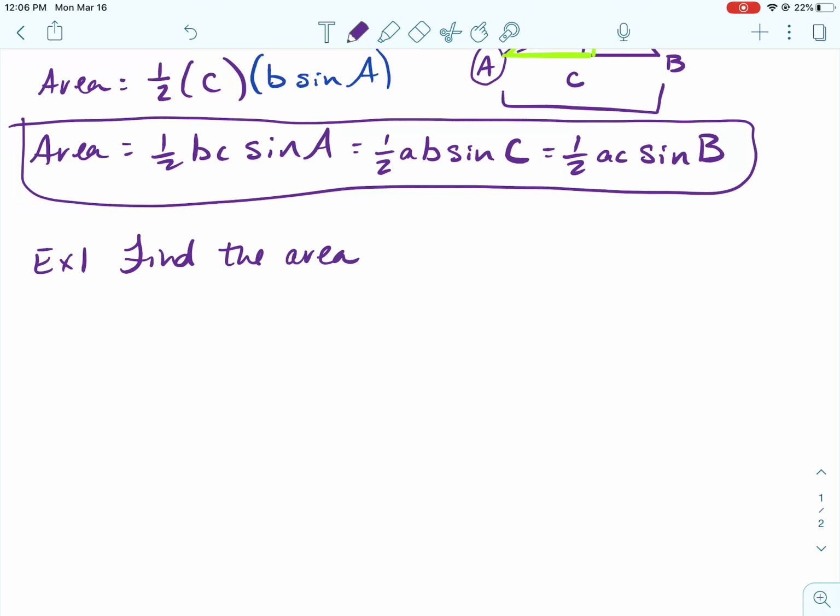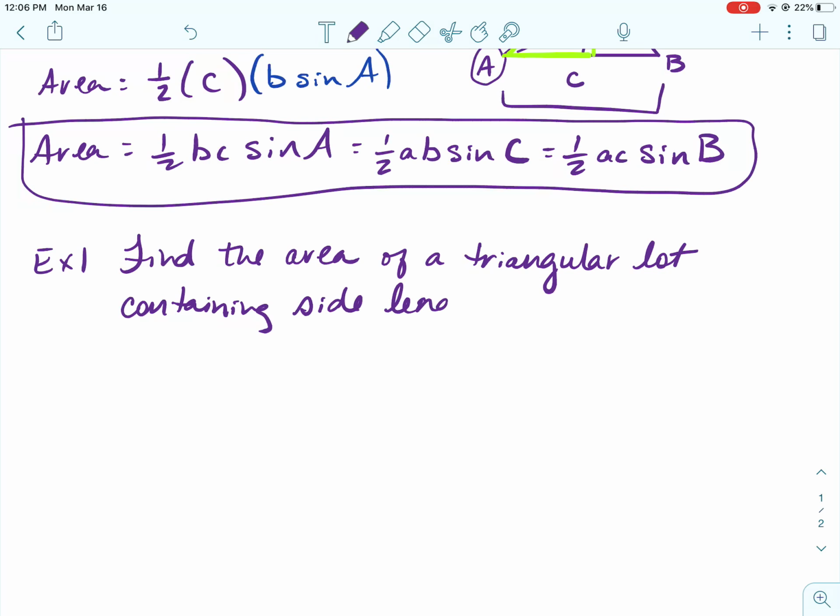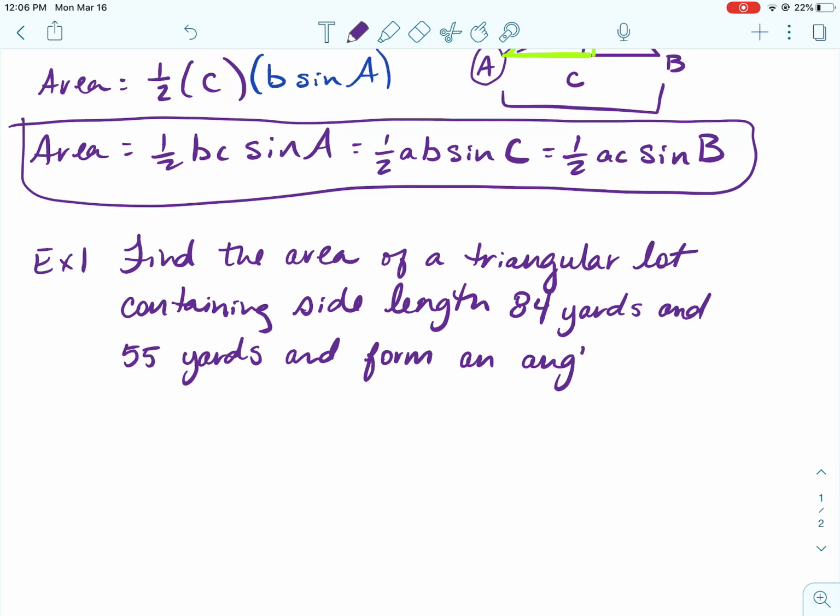All right, so let's look at example 1. We're going to find the area of a triangular lot containing side lengths 84 yards and 55 yards, and they form an angle of 115 degrees.